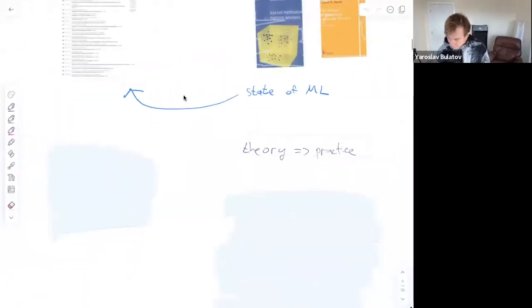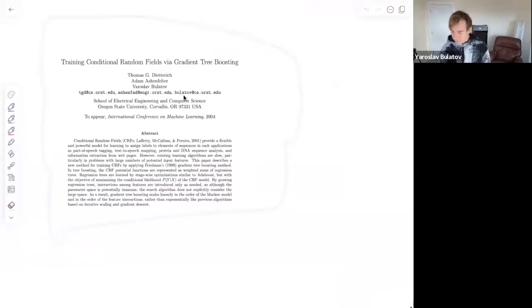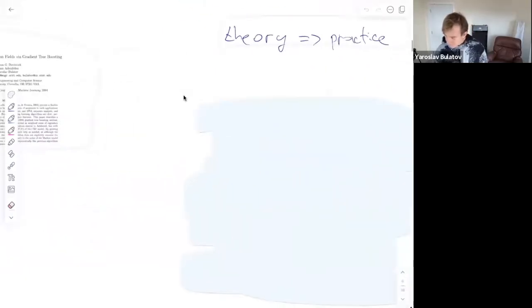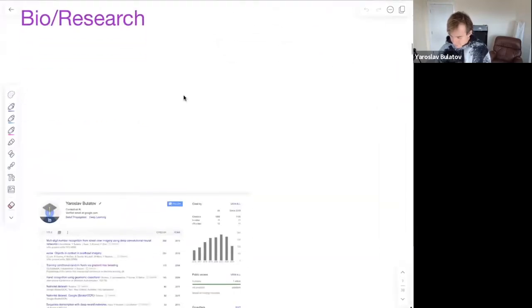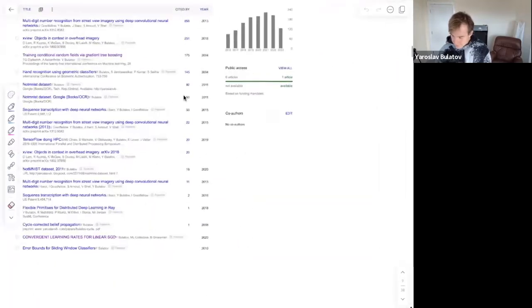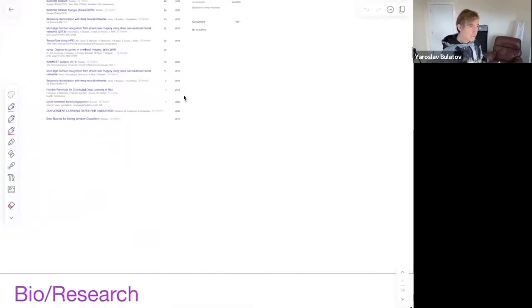Great. So theory drove practice. So I published this paper. I was working on conditional random fields. Then I worked on error bounds for sliding window classifiers. It was kind of a dead end theory, but that was my focus back then. So as a result, I didn't publish too many papers. I have like 10 according to Google Scholar, but I have read a lot. And I have mostly worked as an engineer. So that gives you some context for my background.